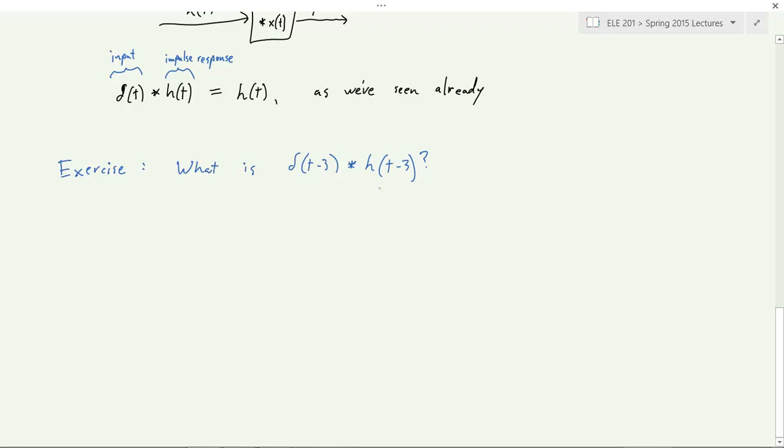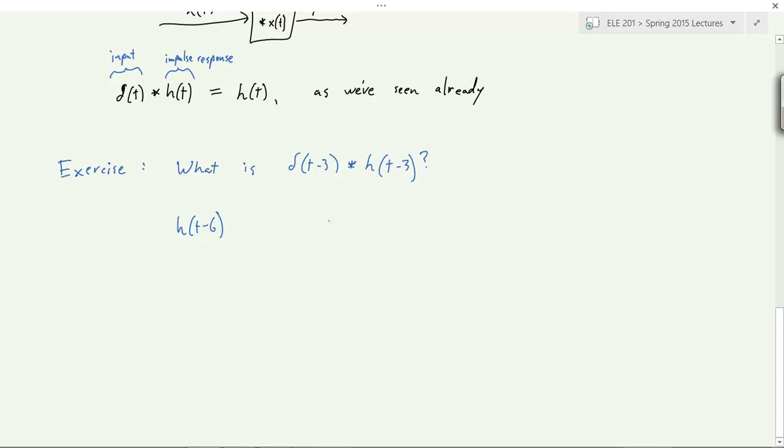Here's one way to think about it. Just think about the fact that it's time invariant with respect to each side of the convolution. So if we have an h of t minus 3 and we convolve that with delta, we just get back h of t minus 3. But delta has been delayed, so that should cause a further delay of 3. So it's actually going to be h of t minus 6. That was an argument that just used our ideas of time invariance.